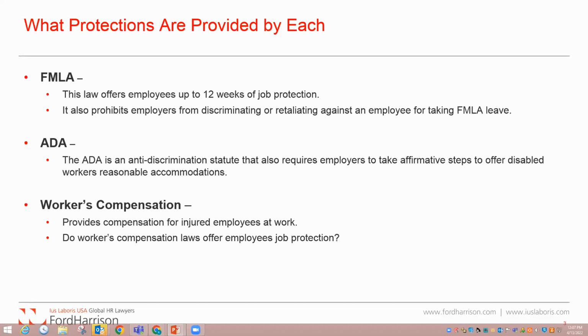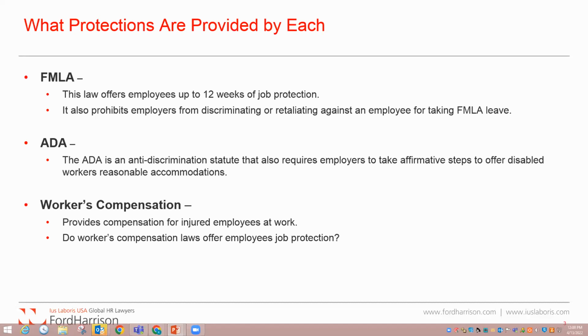requires. So the basic protections of each law, and Roy will go into these in more detail. FMLA: up to 12 weeks of job protected leave, and a prohibition on discrimination or retaliation. The ADA: you can't discriminate against individuals who have a disability, and you also must engage in the interactive process for an employee with a disability who needs an accommodation. And I'm going to cover that.